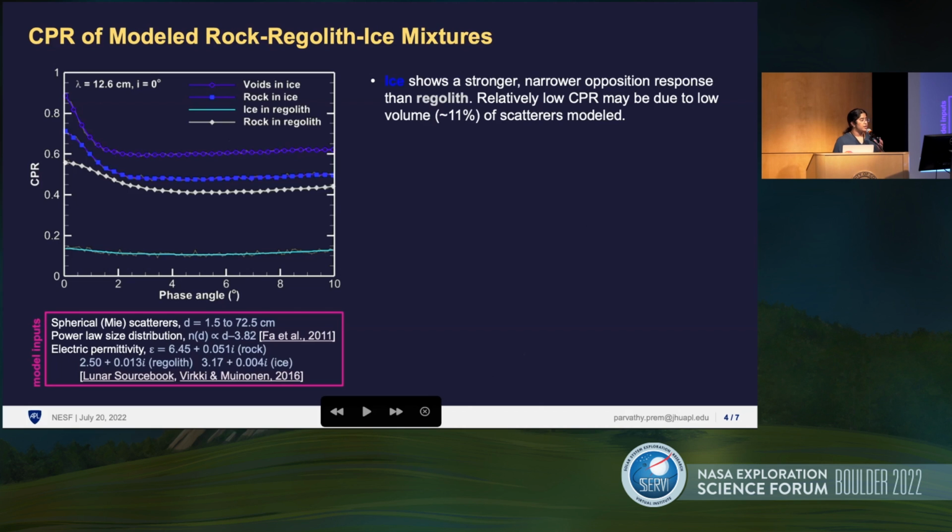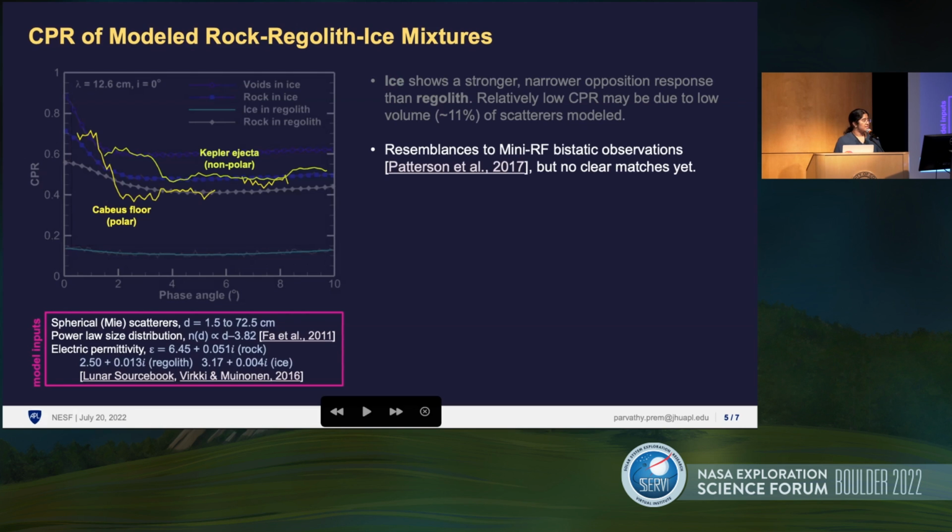And so first of all, you can see that our icy mixtures, so our modeled ice with either scattering void space or scattering embedded rocks, those are shown in dark blue, tend to have a stronger, narrower opposition response, that uptick in CPR towards zero phase, compared to regolith with embedded rocks, which is shown in light gray. At the same time, our modeled icy substrates still have a relatively low CPR compared to what we see, for instance, at Mercury. And in this case, we think that that's very likely due to the relatively low volume of scatterers that we include in these particular model cases.